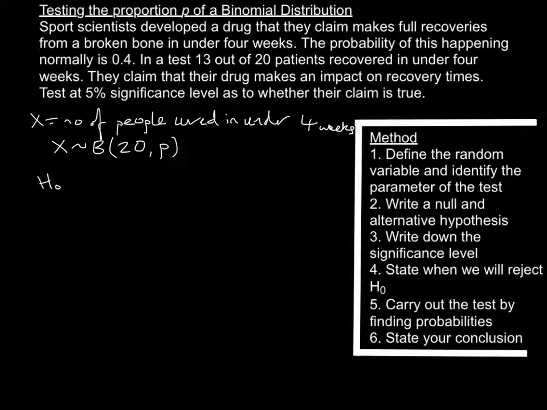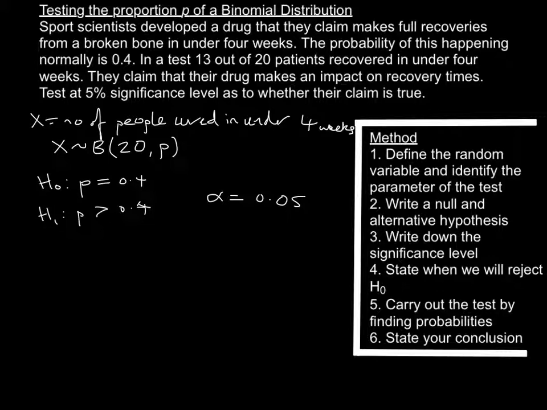Now we need to move to the second step, where we write a null and alternative hypothesis. So the null hypothesis is just what normally happens, so that's when the probability is 0.4. The alternative hypothesis is what's being claimed, so that's that the probability is greater than 0.4. So we can see it's a one-tail test and it's an upper tail test because it's greater than the original probability. We now also need to state our significance level, which has been given here, 5% significance level, and remember we write that as alpha. So alpha is 5%, which is 0.05.